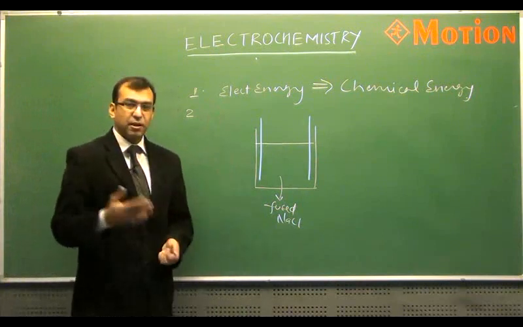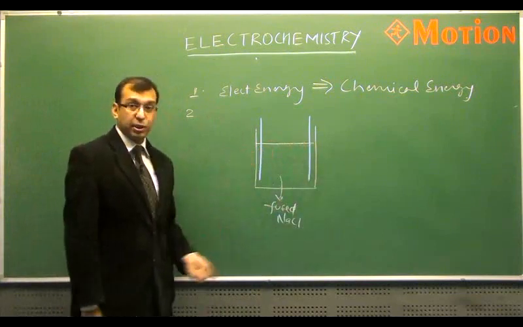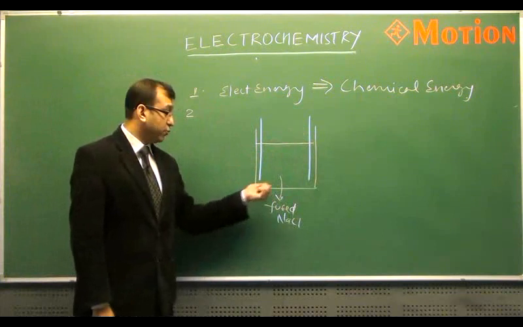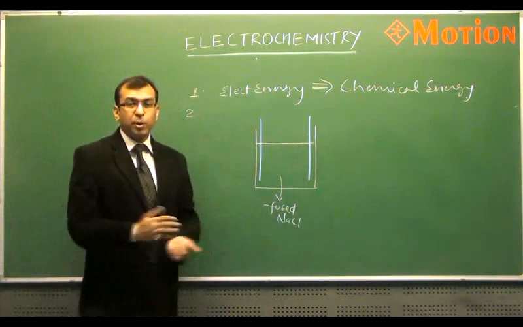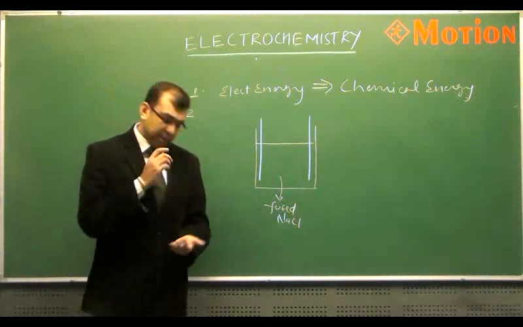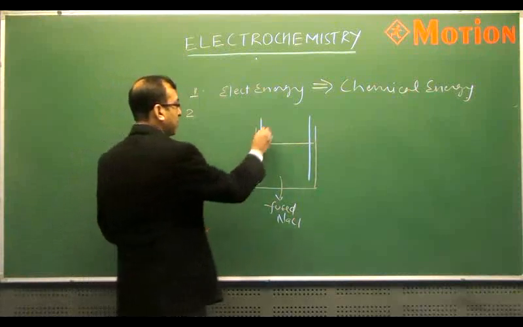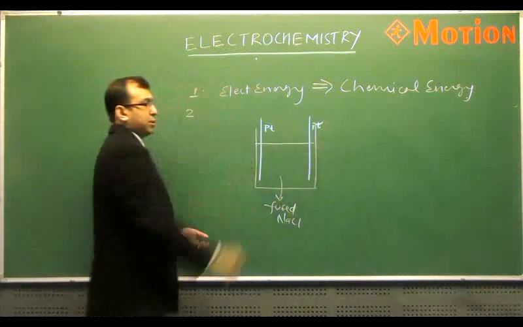This is the electrolytic cell. An electrolytic cell contains a beaker. In the beaker there is an electrolytic solution. In this case the electrolytic solution is fused NaCl, and we have put two electrodes. Electrodes may be of graphite, platinum or any other metal. In this case we have taken platinum electrodes.